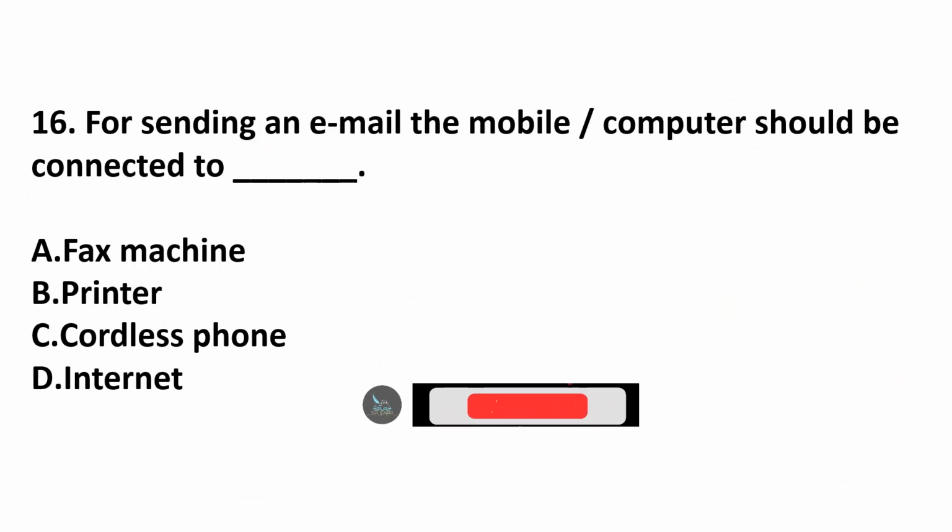Question number 16. For sending an email, the mobile or computer should be connected to dash. Option A, fax machine. Option B, printer. Option C, cordless phone. Option D, internet. Answer is option D, internet.